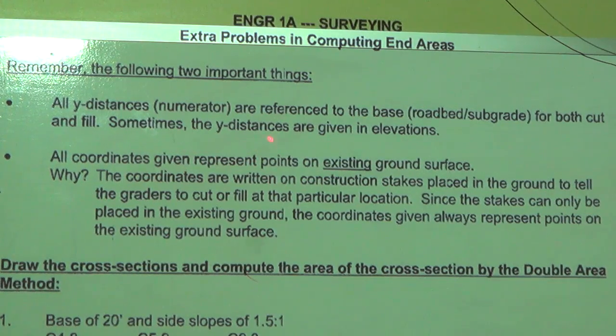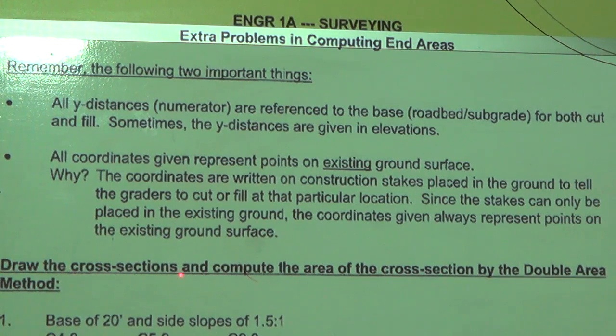All coordinates given represent points on the existing ground surface. Is that right? When you see this, what do you know about these 3 points? They were all surveyed. So they had to be surveyed on the existing ground surface. The coordinates are written on construction stakes placed in the ground to tell the graders to cut or fill in that particular location. Since the stakes can only be placed in the existing ground, the coordinates given always represent points on the existing ground surface.